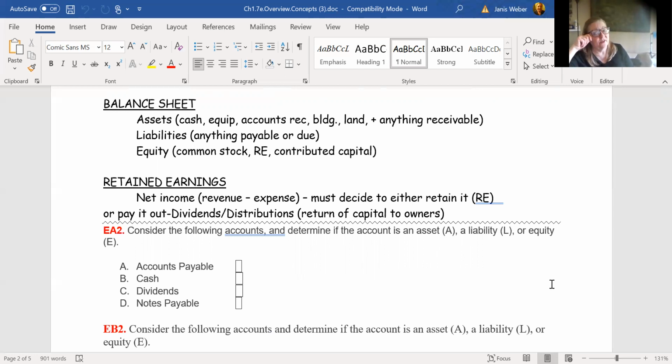So that's one side of things. Then on the other side of things, we've got liabilities and equity. Liabilities are anything we owe to outsiders.